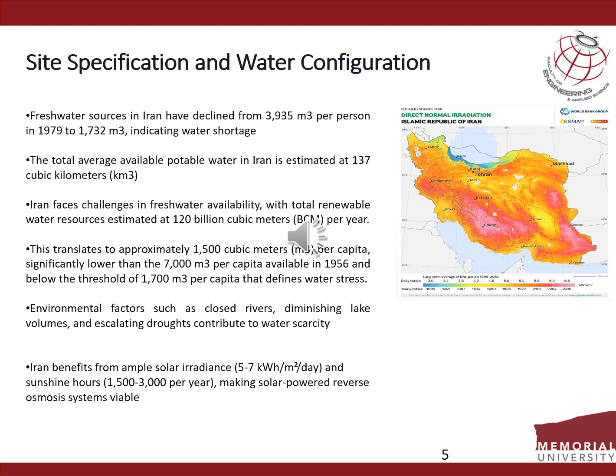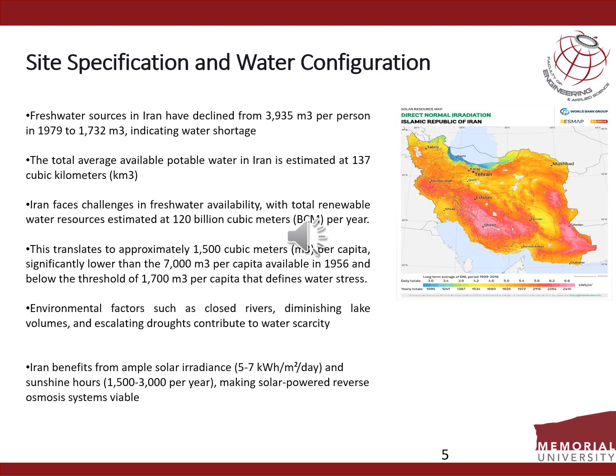Let me explain about the site specification, what the challenges are, and what the water requirements are in that area, the site we have selected. In 1979 the water sources available in Iran were 3935 meter cube per person, but now they have dropped almost to 50%, and only 1732 meter cube of water sources is remaining, and that indicates that water scarcity is a very great issue in Iran.